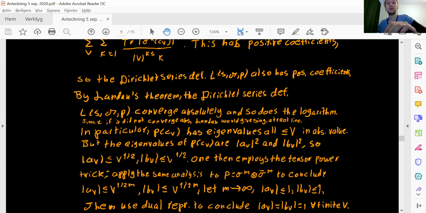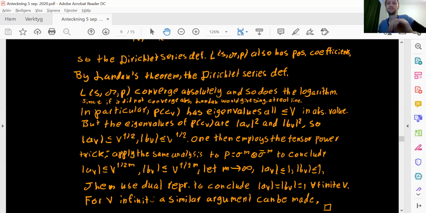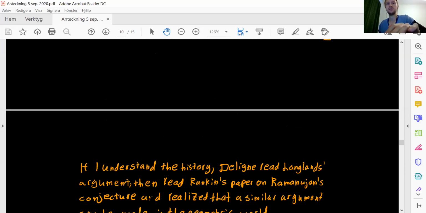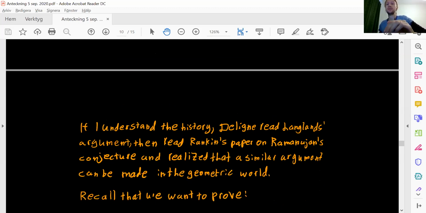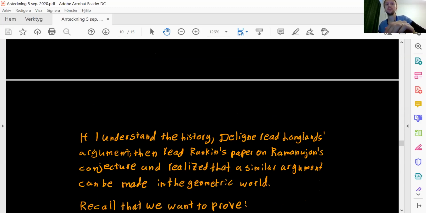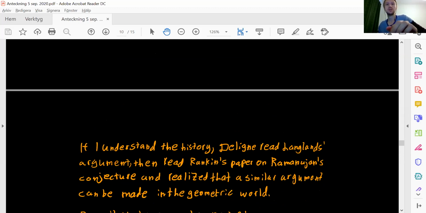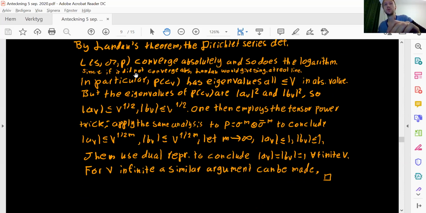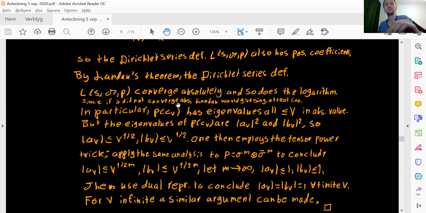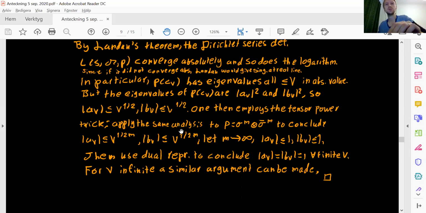So this is what I think Deligne read, and what he then used as an inspiration for the theorem we talked about above. As I said, I think Deligne read Langlands' argument. Then he went to Rankin's paper on the Ramanujan conjecture that I spoke about previously, and he realized that you can use a similar argument in the geometric world. So this is what we will use now. We will use positivity of coefficients together with tensor products of representations to try to control things.